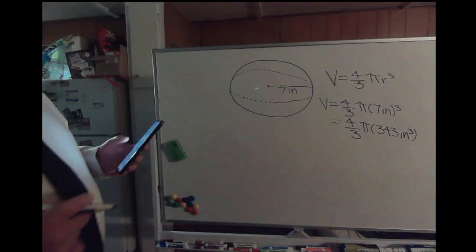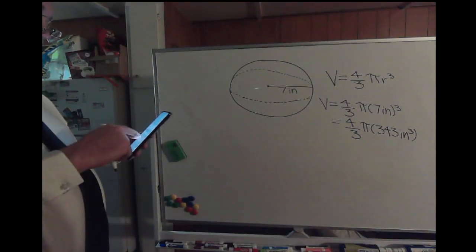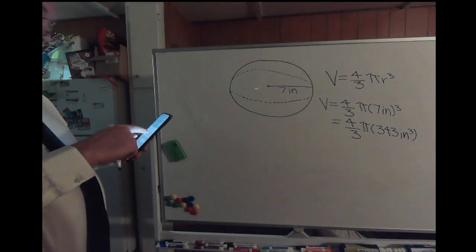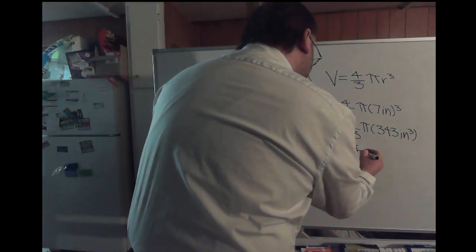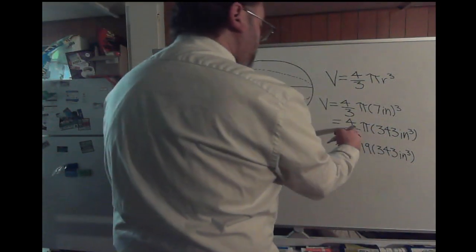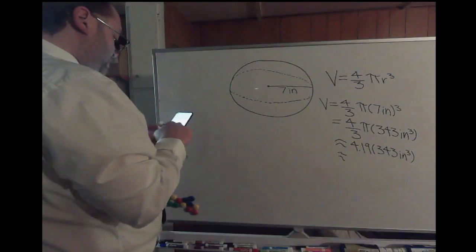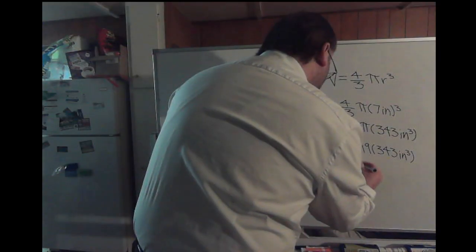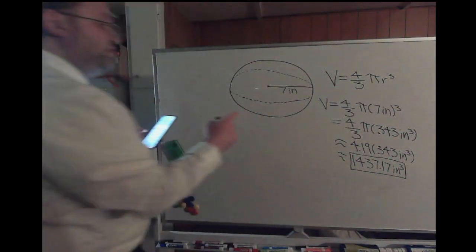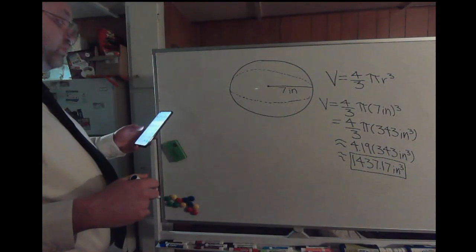Now we need to start multiplying from left to right. So we'll take 4/3 times pi. You get approximately, rounding to 2 decimal places, 4.19 times 343 cubic inches. So what I just did was 4/3 times pi, and I got 4.19 times the 343 cubic inches. So let's do 4.19 times 343. You get approximately 1,437.17 cubic inches. That would be the volume of the sphere with a radius of 7 inches: 1,437.17 cubic inches.